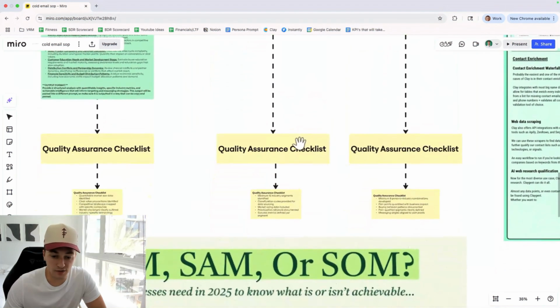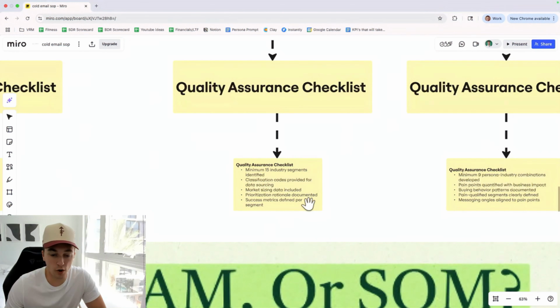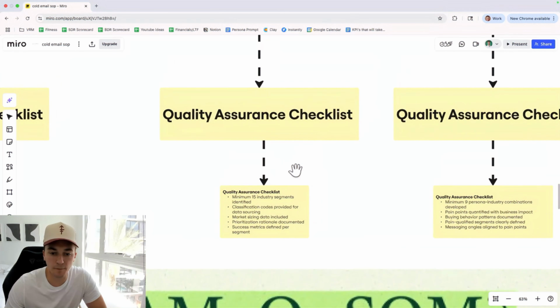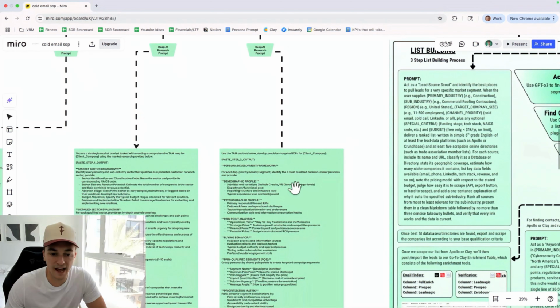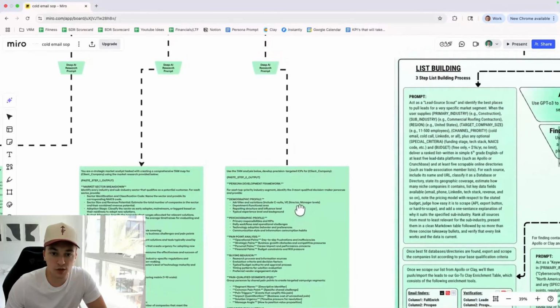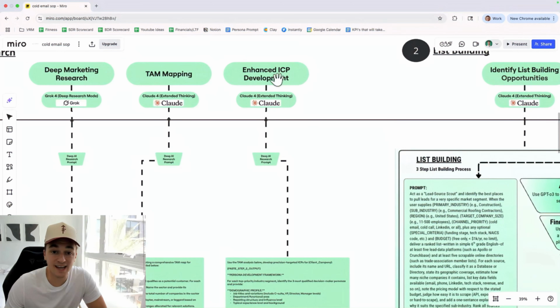So we have another checklist down here that we like to follow for basically what answer we're looking to get from this prompt to make sure that we have the right information to go to the next step. Okay. Now, once we have the right information, this is our last and final prompt from market research. It's our enhanced ideal customer persona development prompt.